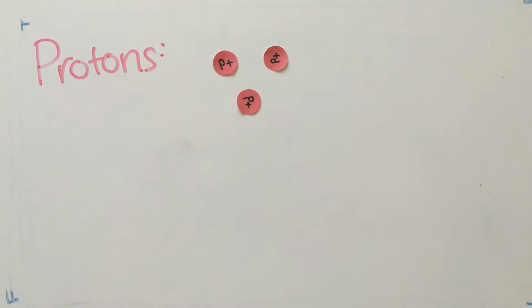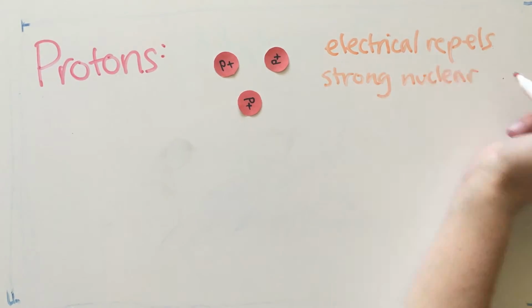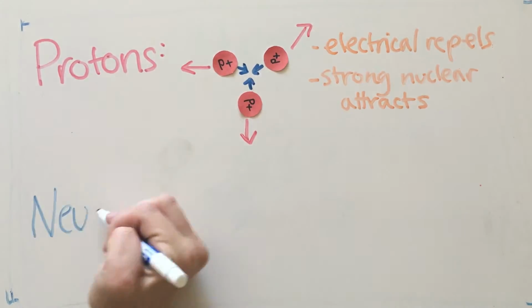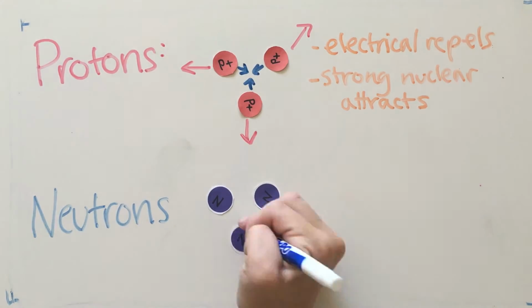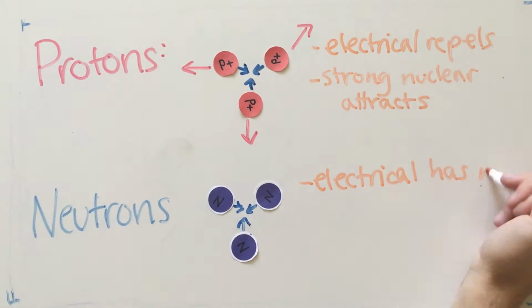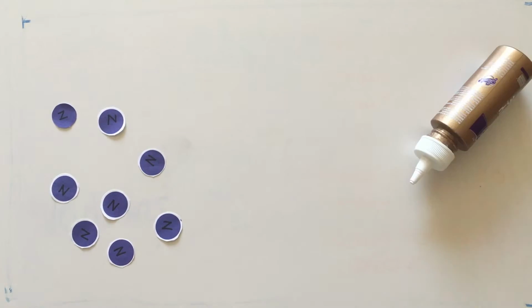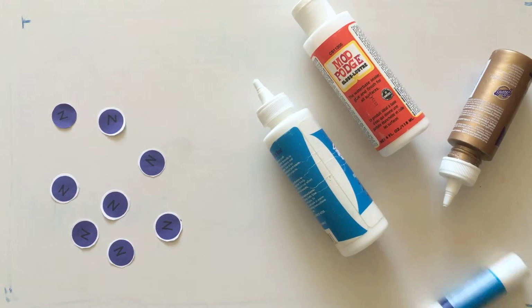Both forces act on protons. The electrical force repels them from each other because they all have the same charge. The strong nuclear force attracts them together. For neutrons, the electrical force has no impact on them, since they have no charge. The strong nuclear force attracts them. This is what makes neutrons like the glue of a nucleus.